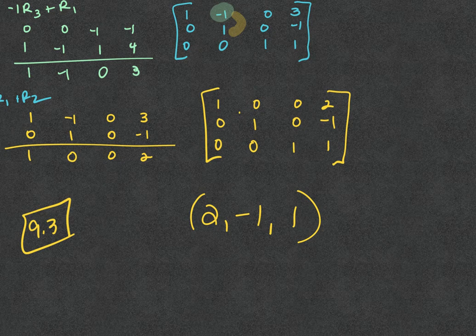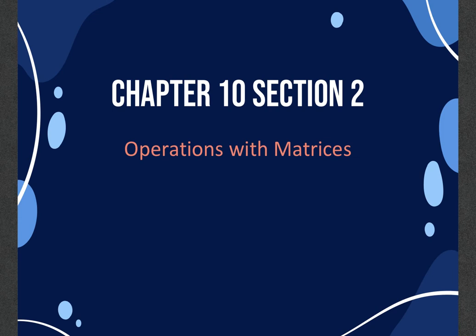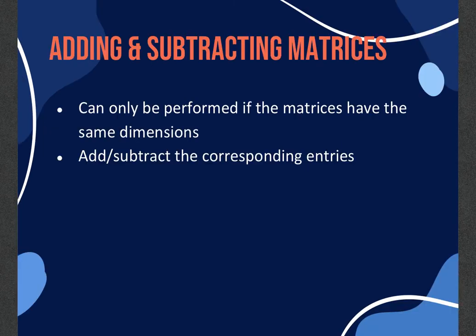Yeah. So 10-2 is operations with matrices. In this section, you're going to learn the easy stuff of matrices, which is adding, subtracting, and using a scalar multiple. Those are super easy with matrices. And then a process that's a little bit more complicated, but nowhere near as complicated as Gauss-Jordan, which is multiplying two matrices.